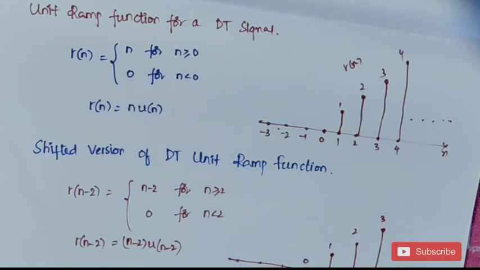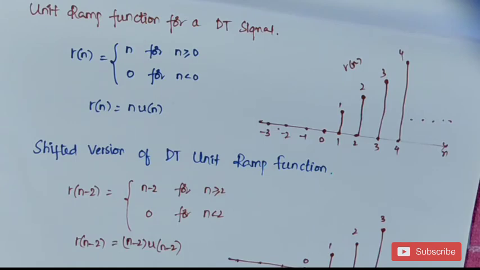Once again I will tell you about the unit ramp function for a discrete time signal. For a discrete time signal, the unit ramp function R of n is equal to n for n greater than or equal to 0. It means the value of n starts from 0, and it is 0 for n less than 0. The relation between the unit ramp function and the unit step function is R of n is equal to n into u of n.